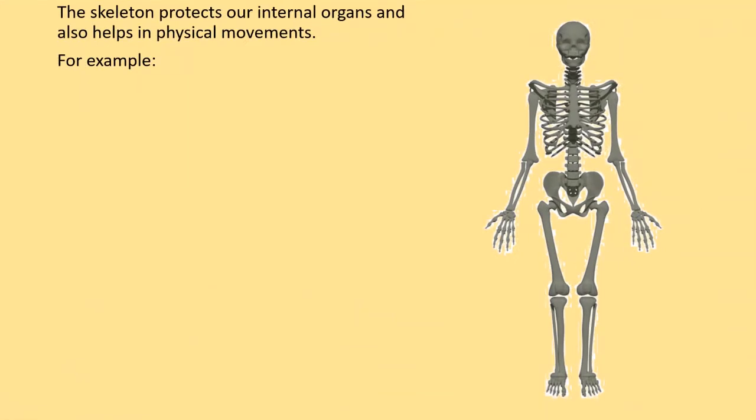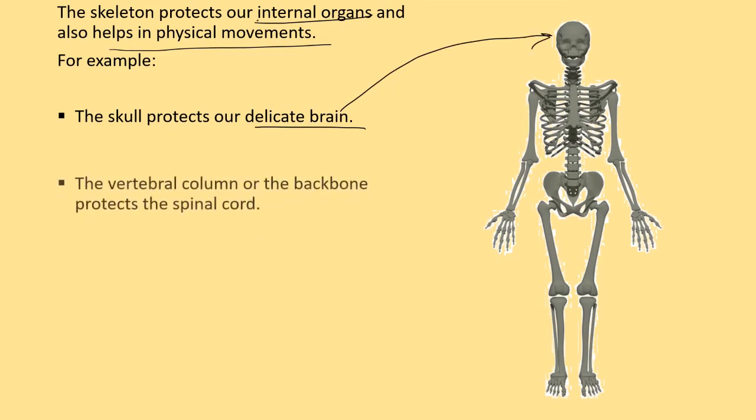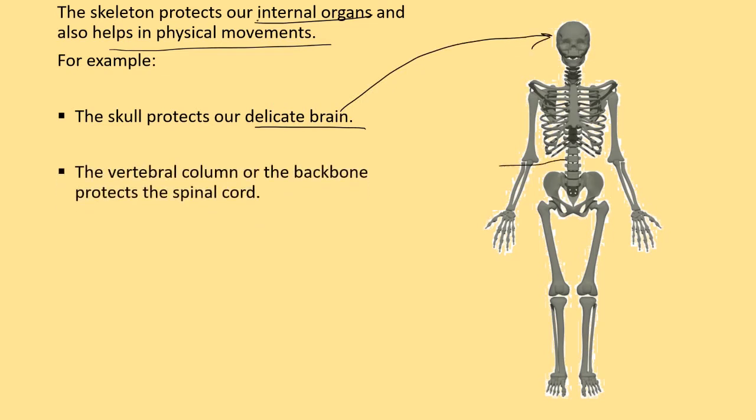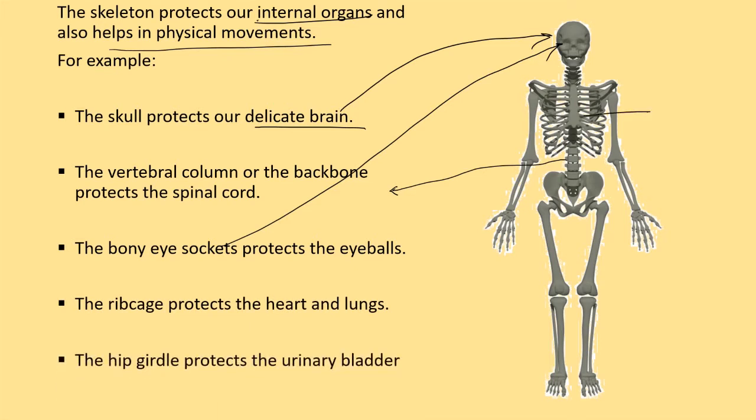The skeleton protects our internal organs and also helps in physical movement. For example, the skull protects our delicate brain. The vertebral column or the backbone protects our spinal cord. The bony eye sockets protect the eyeballs. The rib cage protects our heart and our lungs. And the hip girdle protects our urinary bladder.